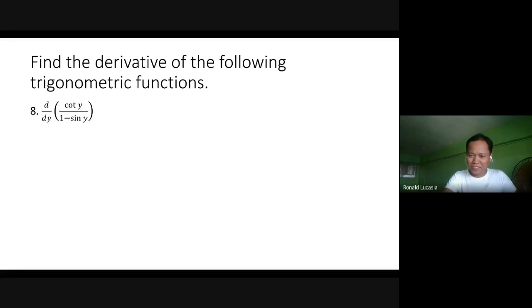Bon, negative cosecant squared y plus sine y cosecant squared y plus cotangent y cosine y over 1 minus sine y. From Mike Lewis, 1 minus sine y cosecant squared y. Okay? Sagutin ko lang ito.